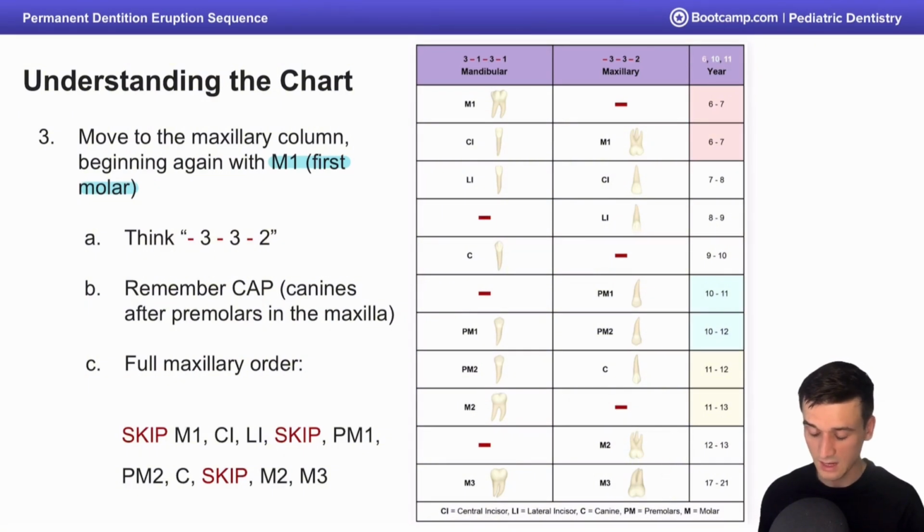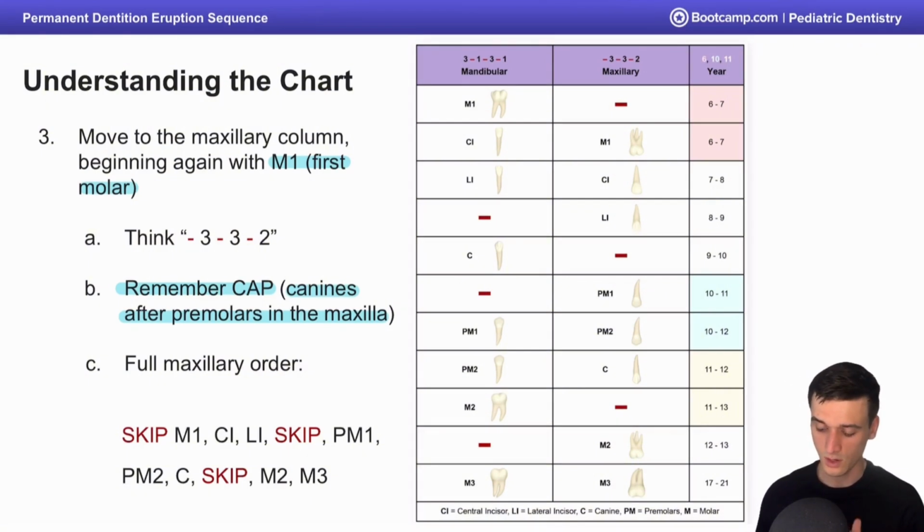But before we plot these teeth into our table, we need to remember something else. Remember CAP, C-A-P. What does CAP stand for? This is a mnemonic that will help us remember that when we're talking about the maxillary eruption sequence, we're going to see the canines erupt after the premolars. This seems a little counterintuitive because the canines are anterior to the premolars, and in the mandibular eruption sequence, there was no problem. The canines came out right before the premolars, but in the maxilla, the canines are going to come out after both the first and second premolars.